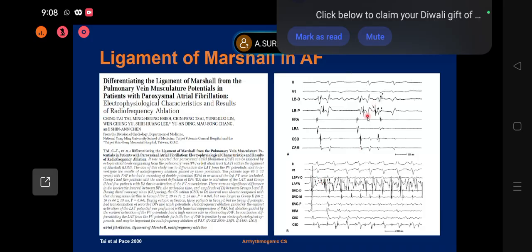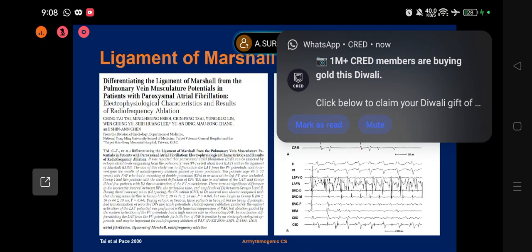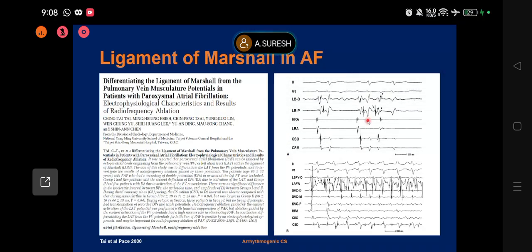As we all know, myocardial sleeves in the pulmonary veins are the trigger for paroxysmal AF. So these are the non-pulmonary venous triggers, and the ligament of Marshall, there's a vein of Marshall, which is a remnant connecting the CS to the pulmonary vein. It is a connection, and it is nothing but a remnant of the LSVC.